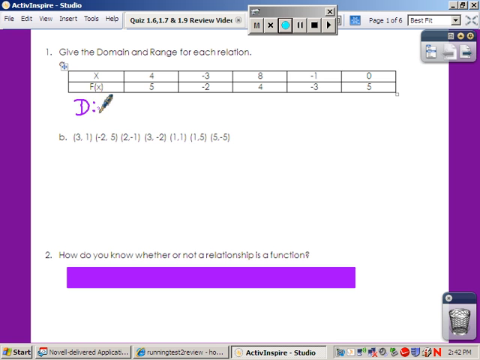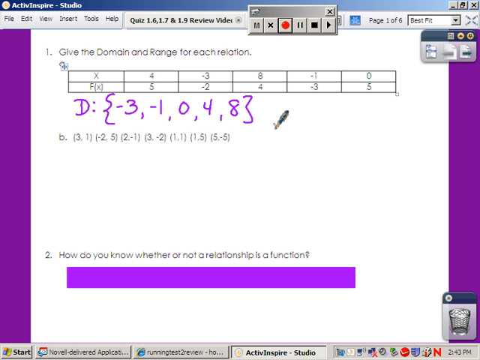A domain is like a set of numbers. In this case, it's a set of x values. The only rules for this are that you want them to be listed from least to greatest, and that you don't want to repeat any numbers. So if I'm looking strictly at the row of x's here, I'm going to get -3, -1, 0, 4, and 8. And that's all of them.